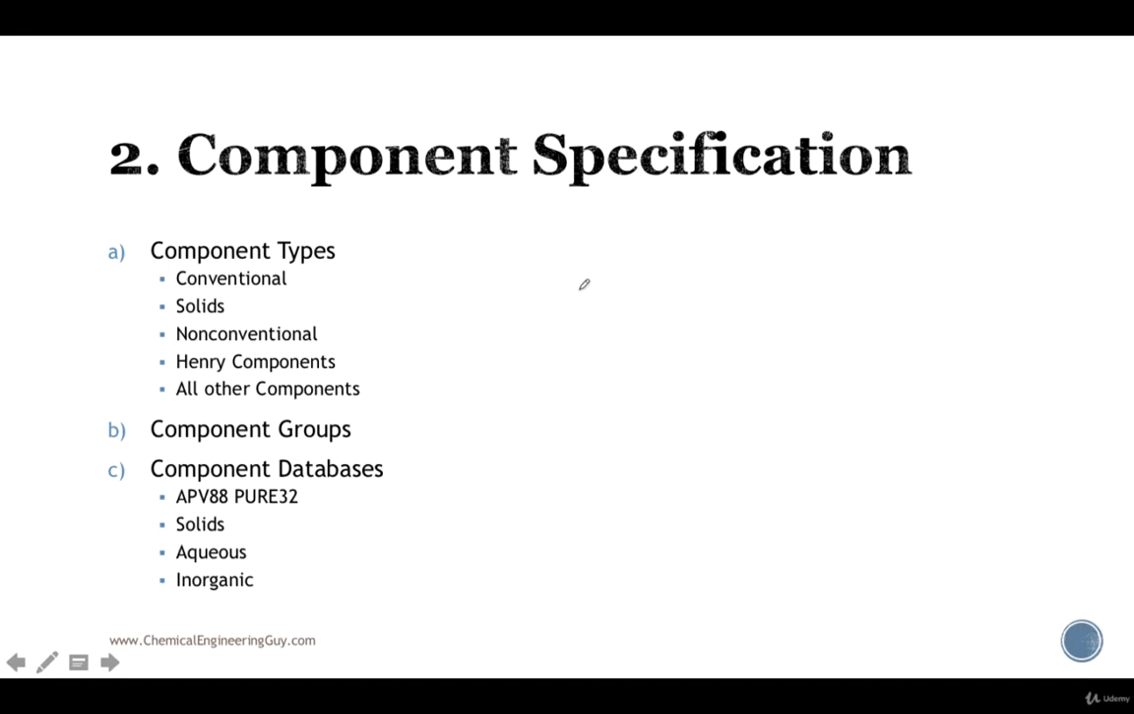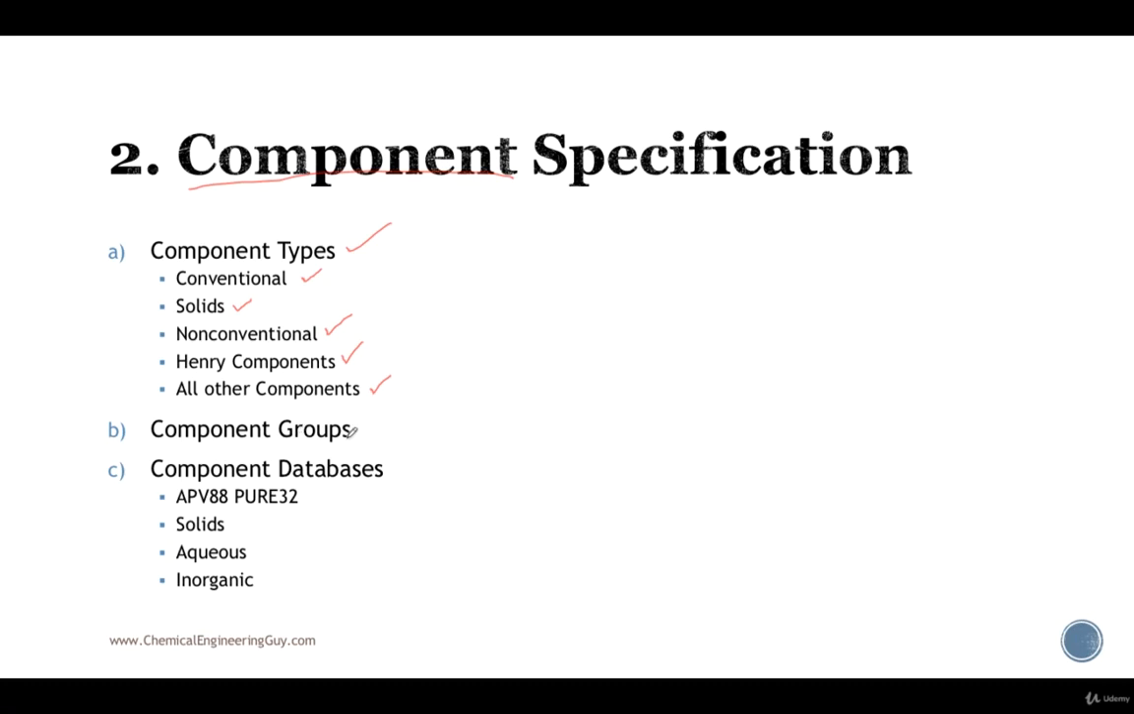So first things we're going to cover after finishing with the introduction is the component specification. As the name implies, we need to state the components that we will be using in the simulation or the physical property specification. We're going to cover the component types, that is the conventional one, those are the easiest to select, those have already pre-existing data on the database and so on. Some solids, non-conventional, Henry components, and all other components which we can select.